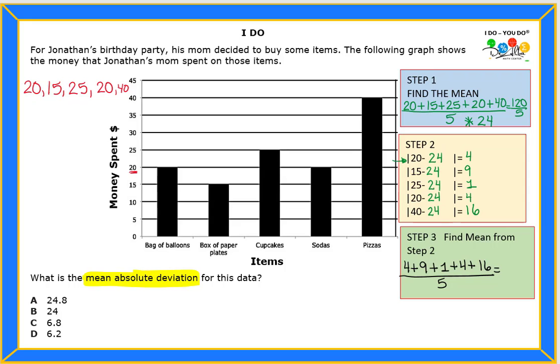Okay, so let's go ahead and add them up. Let's see what you guys get. So we're going to say 4 plus 9 plus 1 plus 4 plus 16. Is that right? So let's see what you guys get for that one. And remember, we're going to divide by 5. Very good. So we're going to have 34 divided by 5. Okay, so let's go ahead and divide that by 5, and we get 6.8. And guess what? That is our final answer. And now we're done. Okay, and that will be letter C.